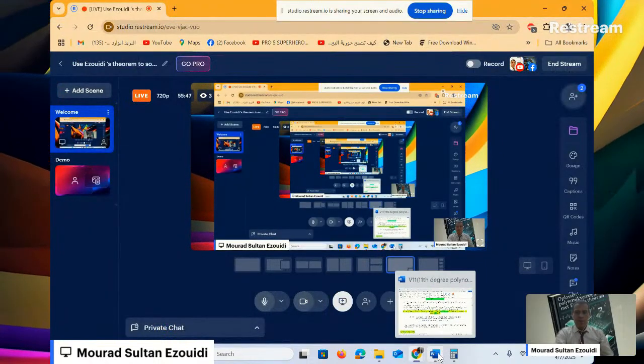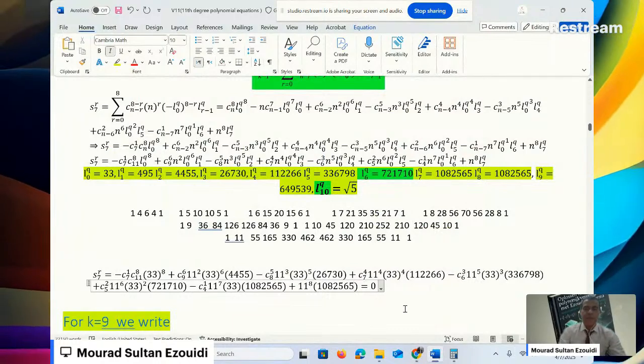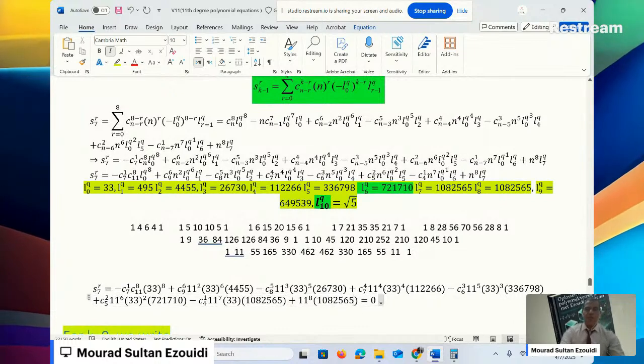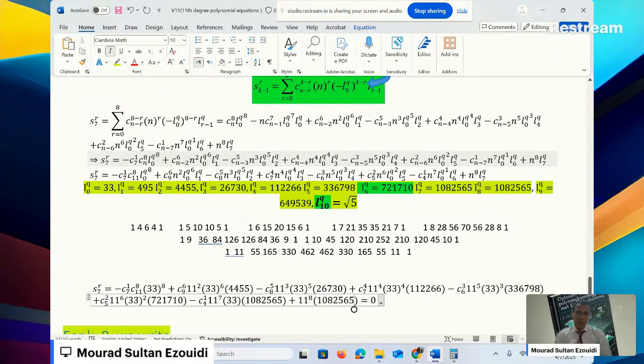So this one, you can calculate this and you'll obtain that it's equal to 0. If you want it done differently, I will do it for you. Okay?